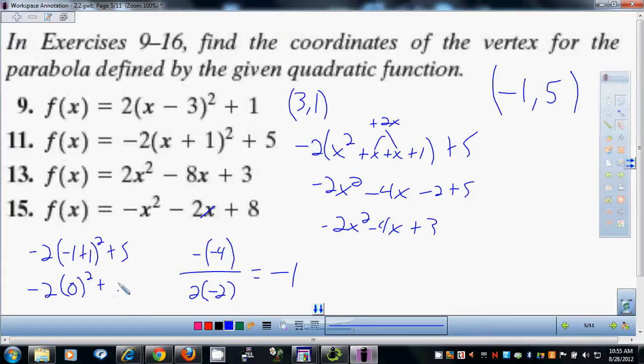If it's not already factored, like 13 and 15, you can either factor it yourself or just do it the negative b over 2a way. Oh, negative b. I FOILed all this. Then I just plugged it right into there. 13 and 15 are going to work exactly like that. Negative b over 2a, plug it in for your y value. Questions on that?